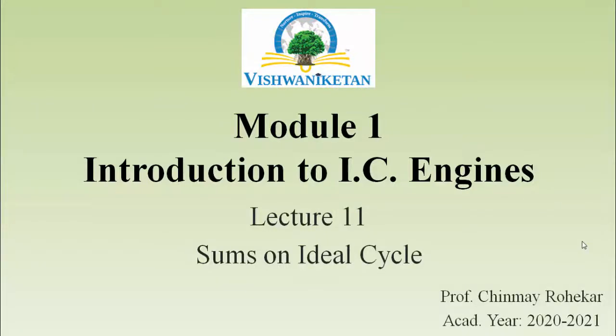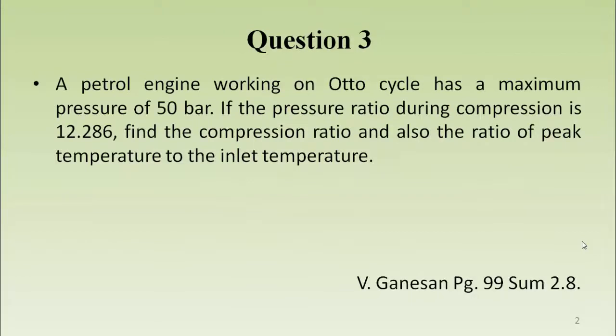So in this video, I'll be covering the third and the last sum on Otto cycle. In this question, this is quite a simple question. They have given us an Otto cycle with a maximum pressure of 50 bar. They have told us that the pressure ratio during compression, that will be P2 divided by P1, is 12.286. They are asking us to find the compression ratio and the ratio of peak temperature to the inlet temperature.